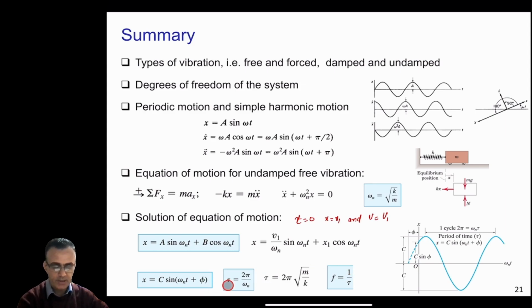And from here we can calculate the time period, which is 2 pi divided by omega n. And from here we can calculate tau, which is 2 pi times the square root of m divided by k. And again we can calculate f, which is obviously 1 over tau.